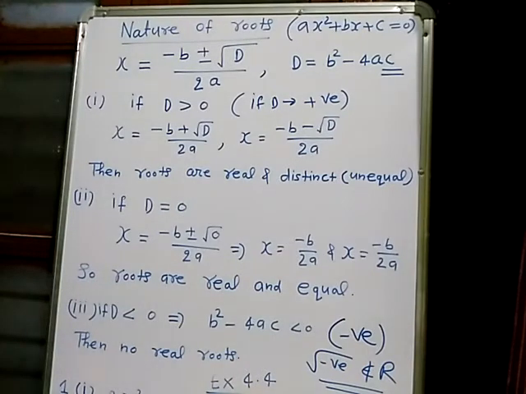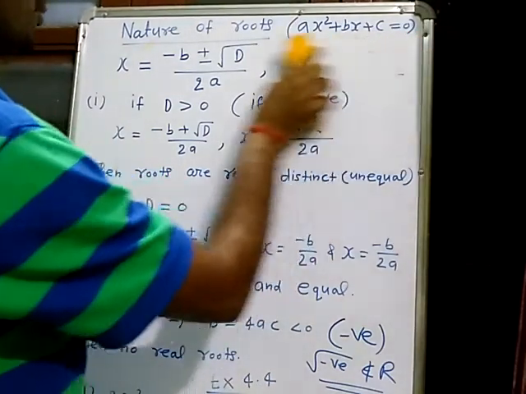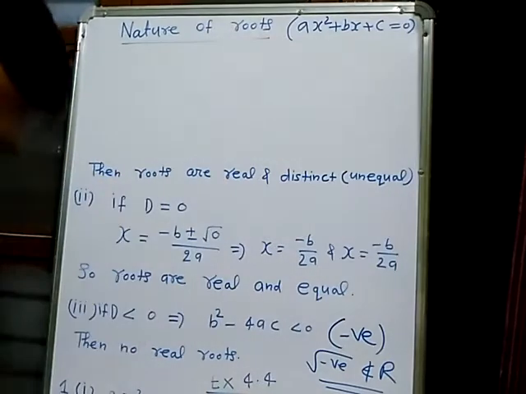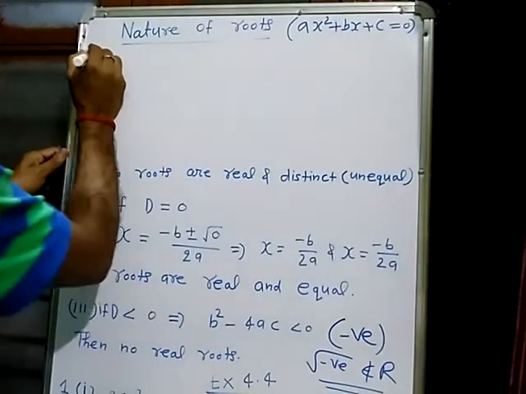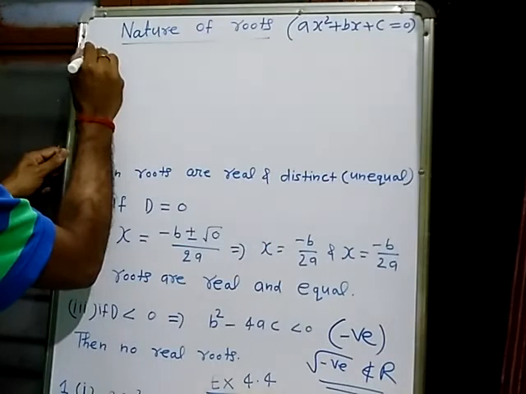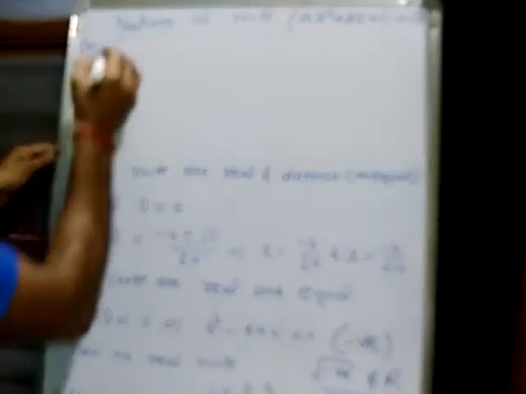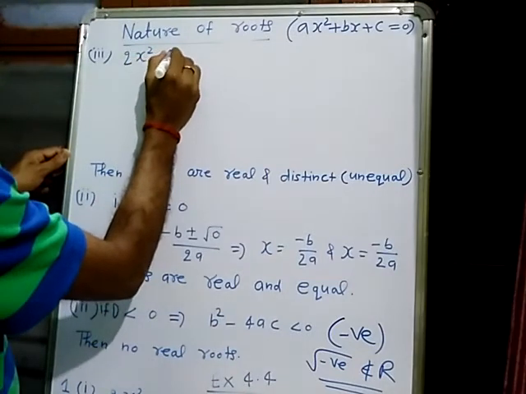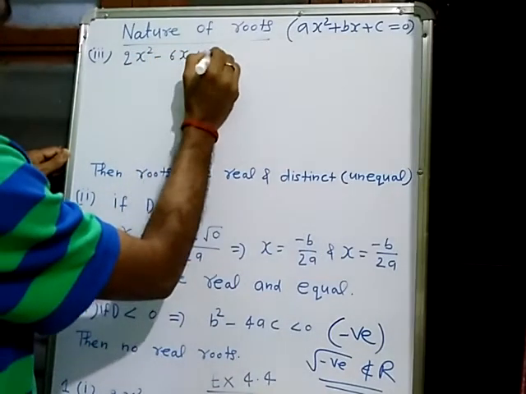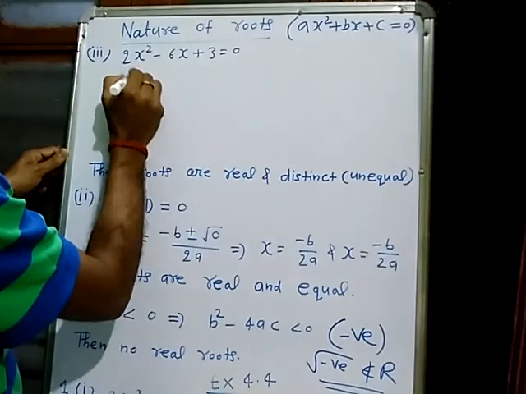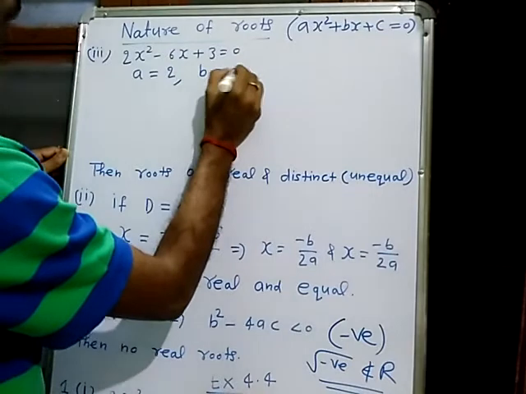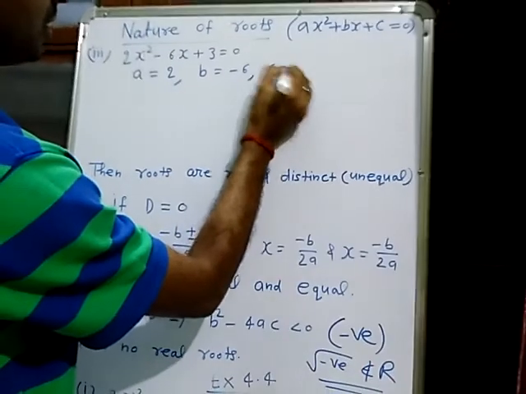Okay, so I will explain its next part. Question number 1, its third part is given. For the same statement, the equation given is 2x square minus 6x plus 3 is equal to 0. We want to check the nature of its roots. So note a, which is 2. What is b? b is minus 6. And what is c? c is equal to 3.